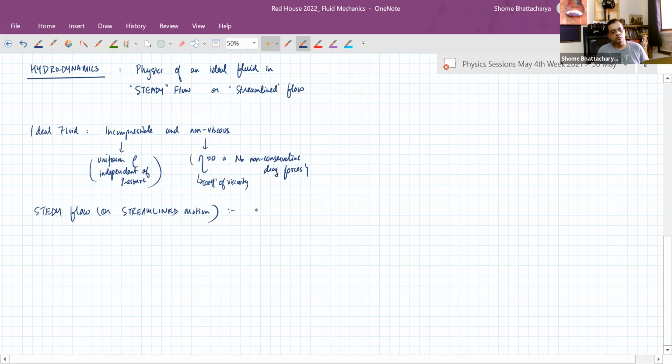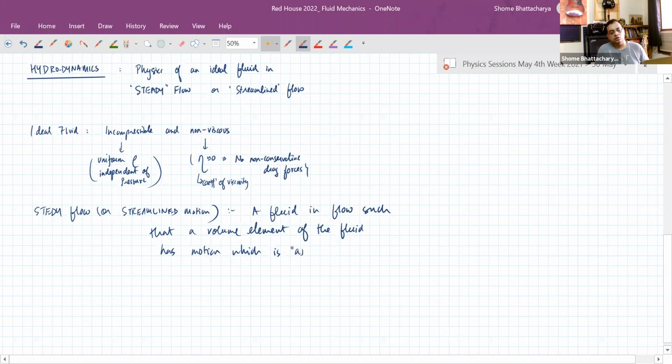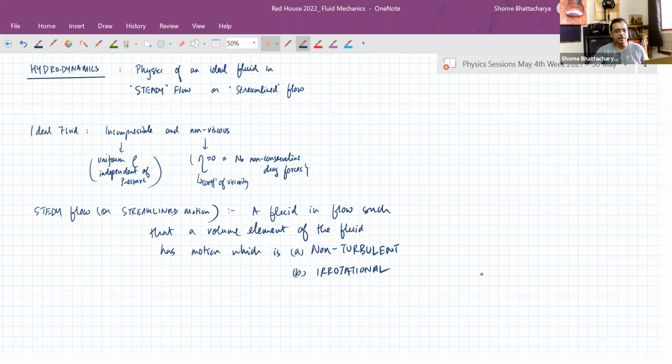Now this is a particular type of flow such that a volume element of the fluid has a motion which is both non-turbulent and irrotational. Okay, so irrotational is self-explanatory. It means that if you look at any volume element or mass element, a delta V or a delta M section of the fluid while it is flowing, it is not undergoing any rotational motion about its own axis. It's undergoing pure translation. But what is the meaning of the term non-turbulent?